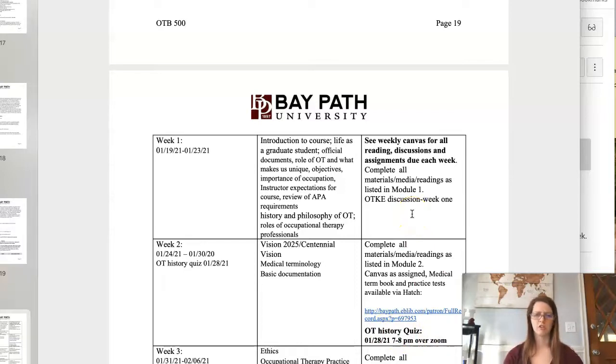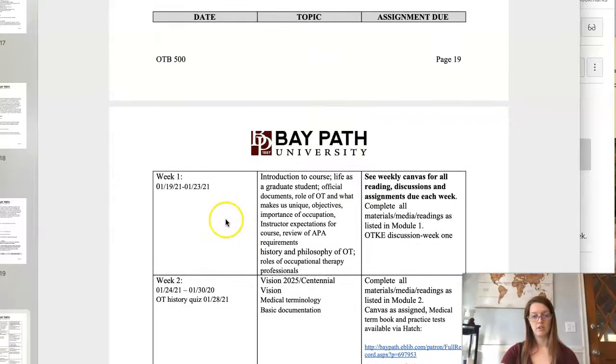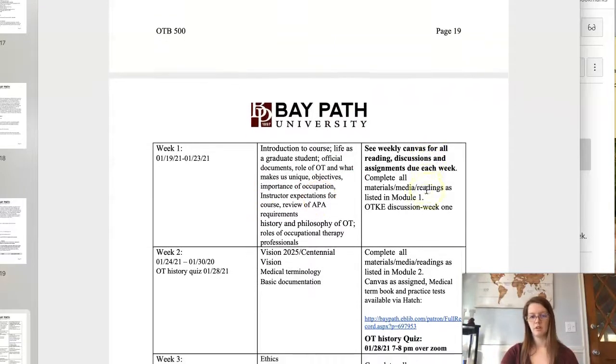Always check your discussions. Almost every week you have a discussion. Some weeks you have more than one discussion. So make sure you're on top of that. So you have your dates on the left, your topics in the middle, and your assignments due.